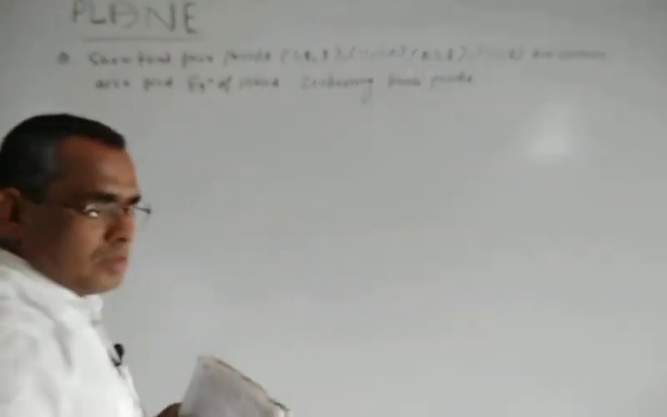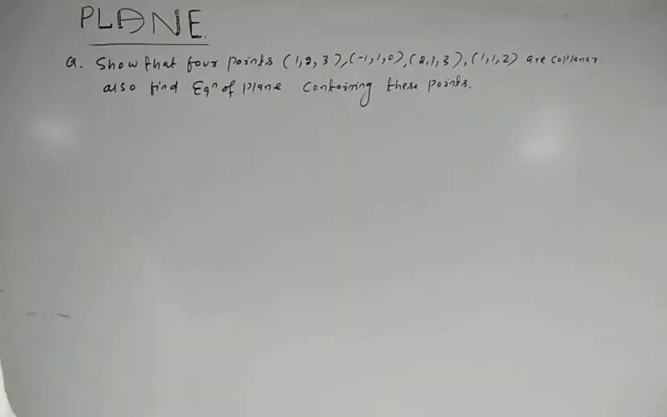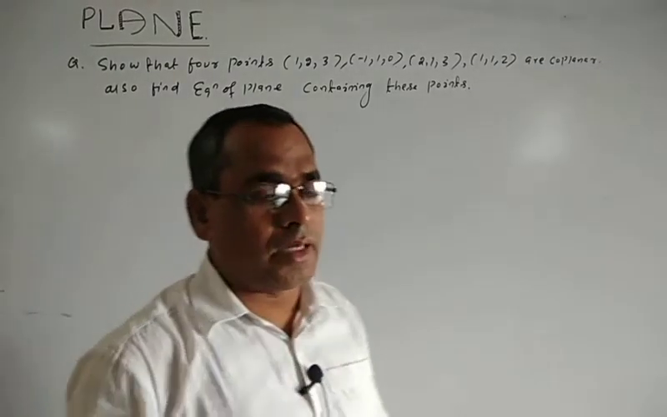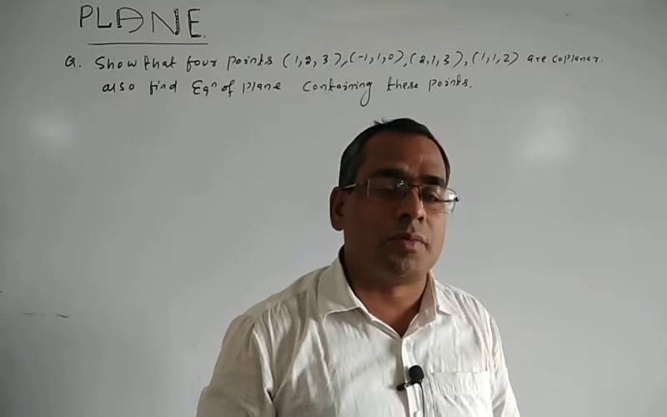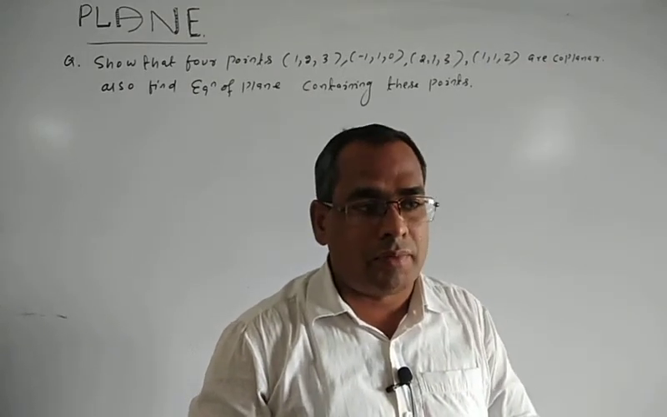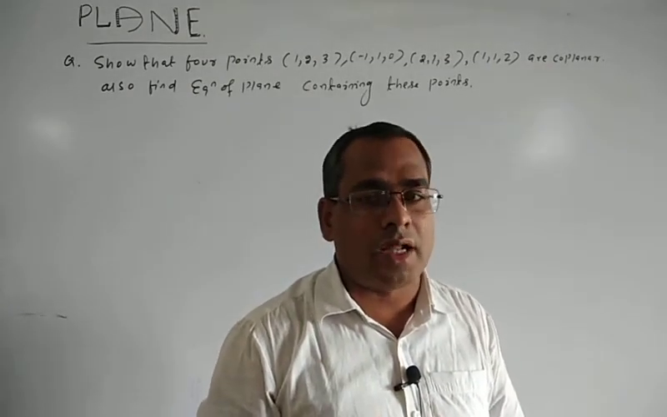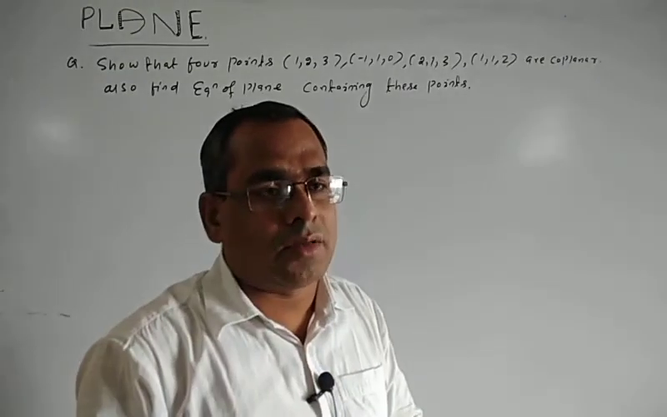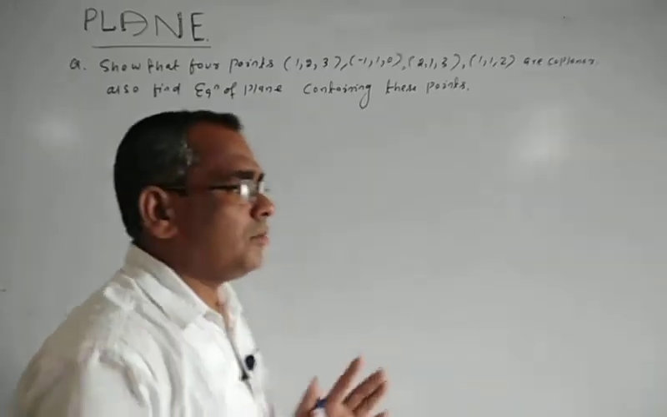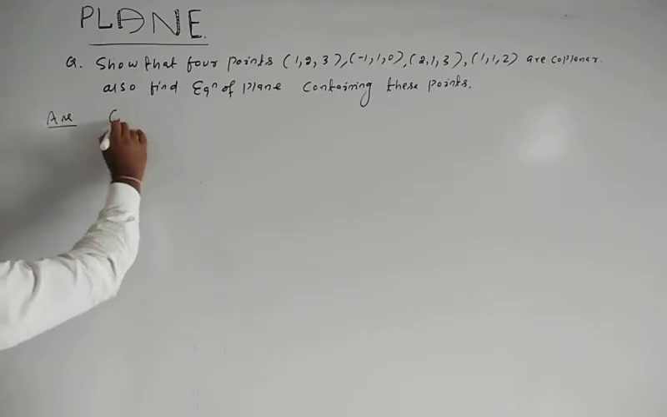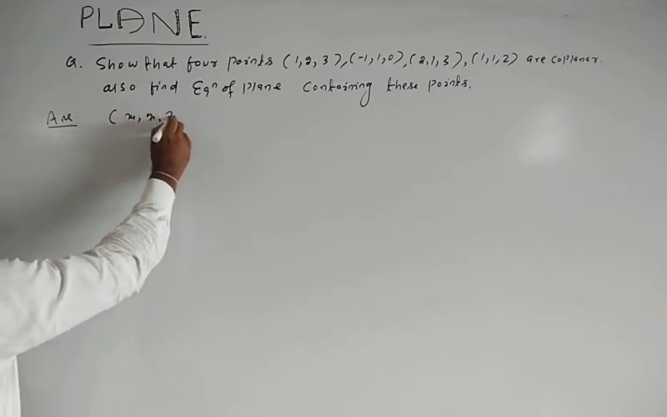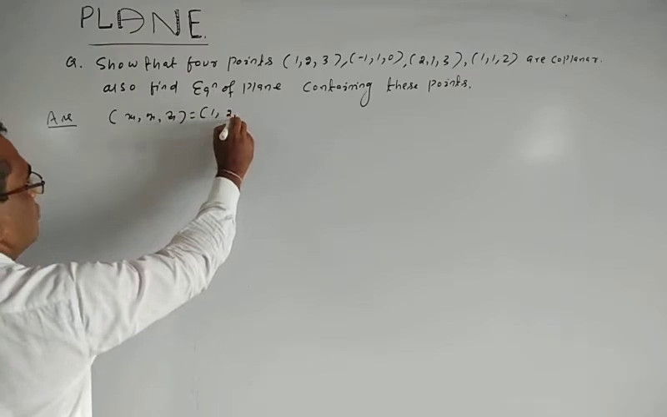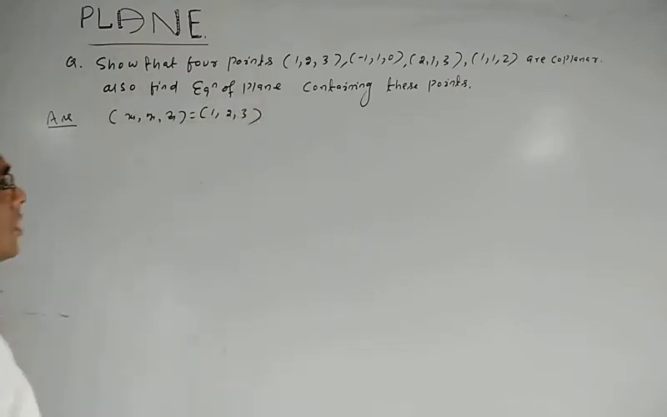Here we prove coplanarity and also find the equation of the plane, so it will be better to first find the equation of the plane, then verify whether these 4 points are coplanar or not. So by taking any 3 points, first of all we have to find the equation of the plane. Answer: x1, y1, z1 is equal to 1, 2, 3. x2, y2, z2.